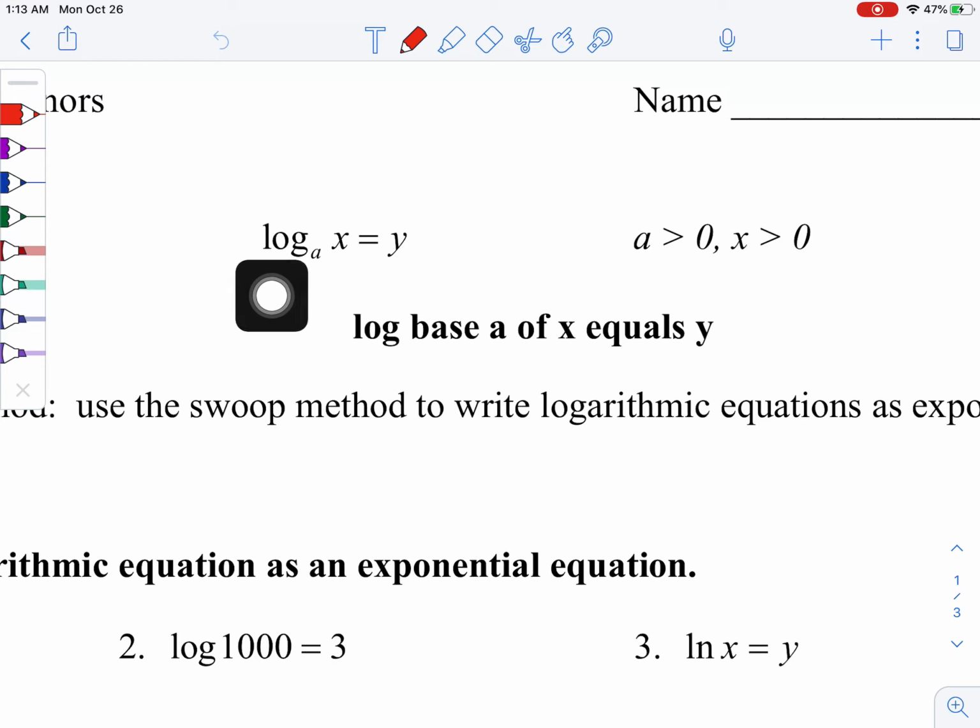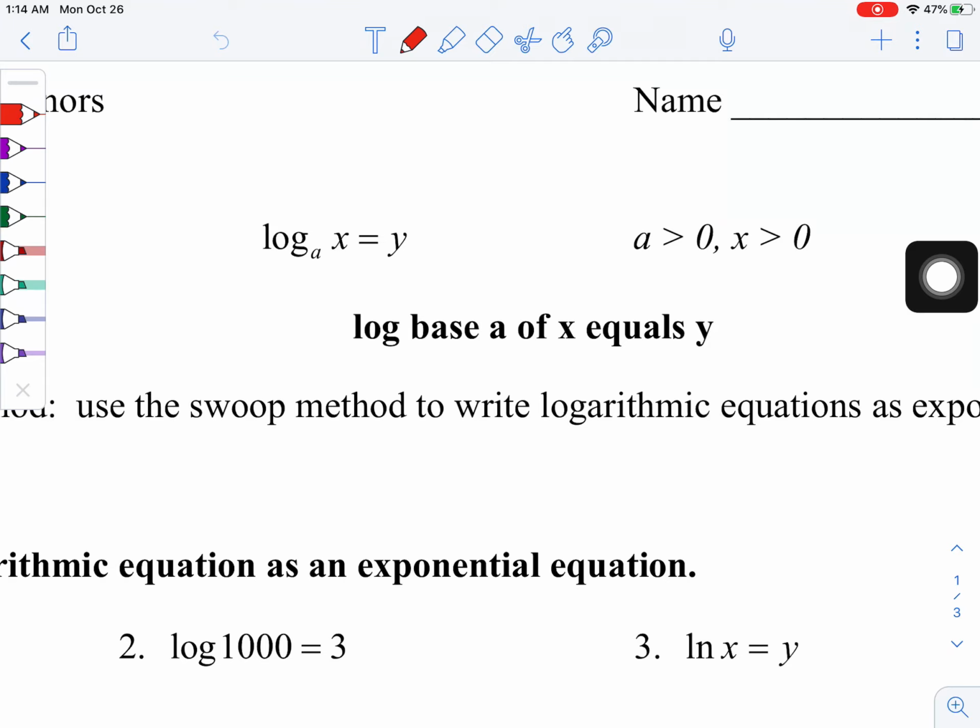So you can have something that looks like this. Log base A of x is equal to y. A couple things you need to know. Your base A has to be greater than 0, okay? And your x value has to be greater than 0 as well, all right? And this is how you read it, log base A of x equals y.